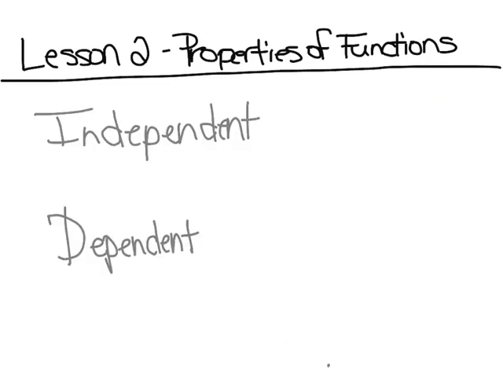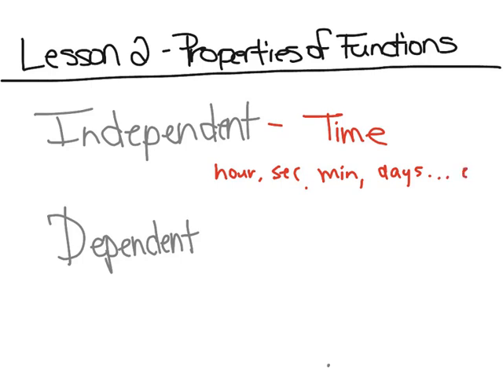So independent variables are variables whose value determines another variable. So independent stays the same no matter what. It's always going to be the same thing, and something that is always independent will be time. So time is time no matter what. So hours, seconds, minutes, days, months, years, anything like that are all going to be independent.